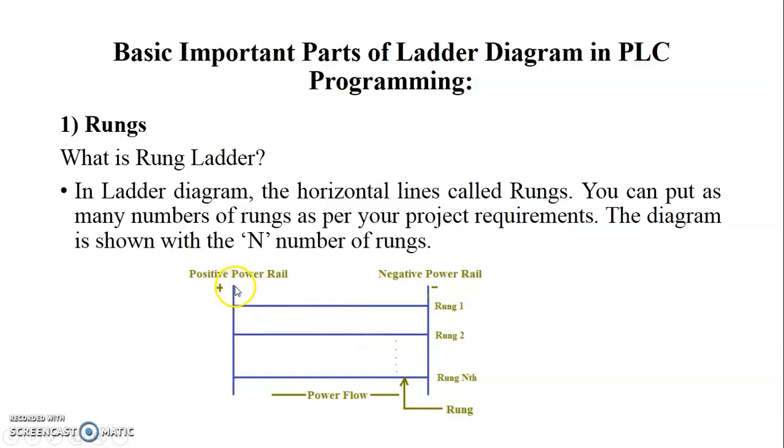As you can see, the structure of this diagram, with these two vertical lines and the horizontal lines, resembles a ladder. That is why the name ladder diagram. The important part of a ladder diagram is the rung. We have understood that this horizontal line is nothing but a rung. In this figure we have drawn capital N number of rungs, and the power flows from left to right. So this horizontal line is an important part of PLC programming.